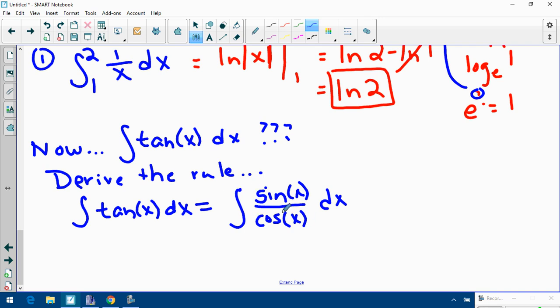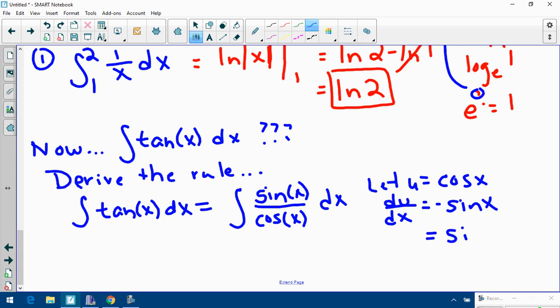But if I let u equal cosine, the derivative is negative sine, and sine is the important part that is left over. So we're going to say let u equal cosine of x. So then du over dx, derivative cosine is negative sine of x. So if I'm looking for sine of x dx as my substitution, then this is going to have to equal negative du, or du over negative 1, either way.